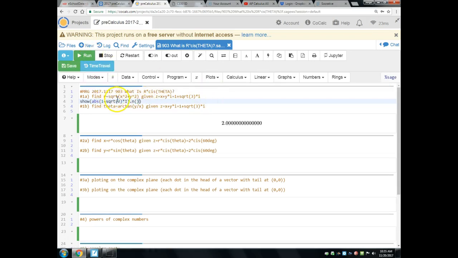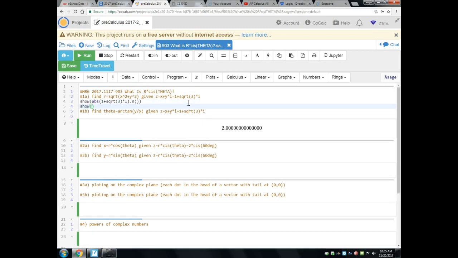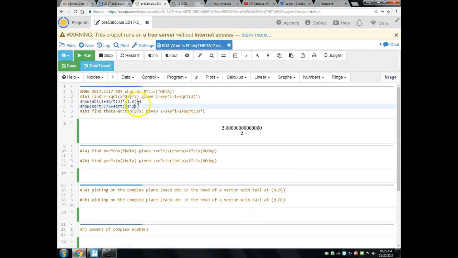And note that's exactly the same thing as what we do in class: square it, add it, square it, like the distance formula. So let's do it the other way. Show, you could do it this way instead, the square root of 1 squared plus the square root of 3 squared, which is just 3, but what the heck. And if we run that, we get 2. And if you want it to line up nice, you can numberify it, I suppose, but it's just 2.000000000. Okay.